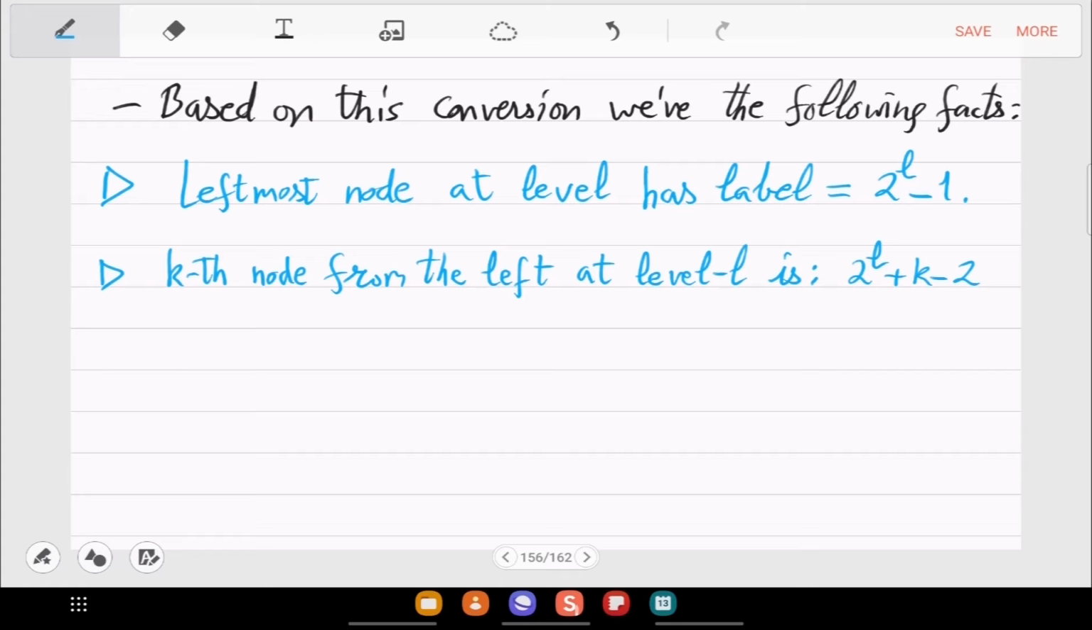So let us call this node, for the following formulas, the node V. And this number, let us call that J. Okay, we'll reuse this in the subsequent formulas. So now, what is left of V? Left child of V.